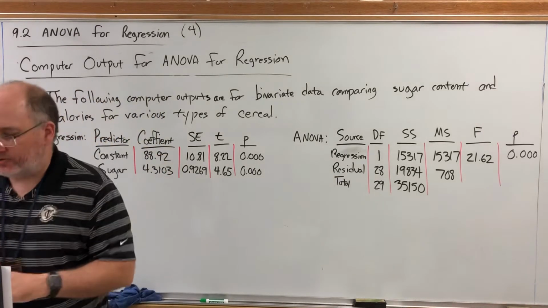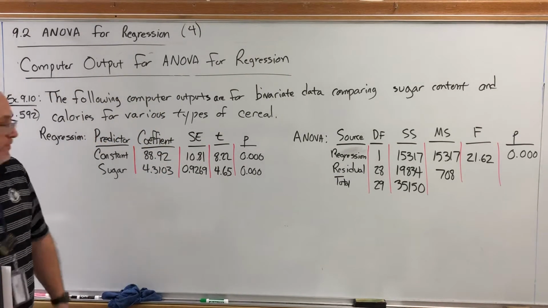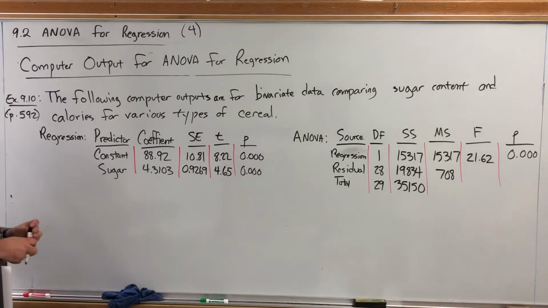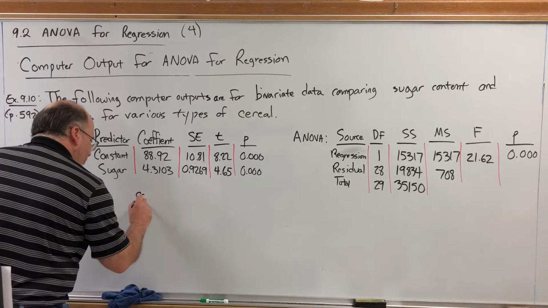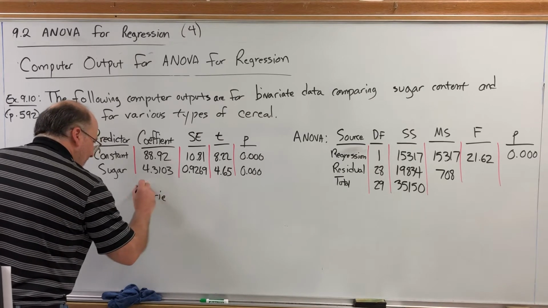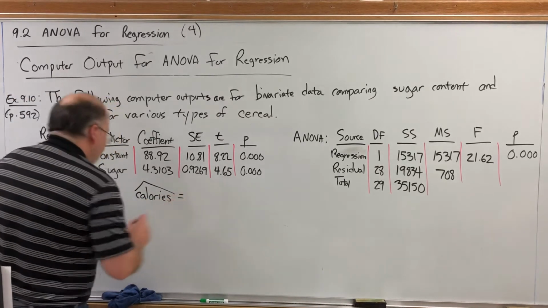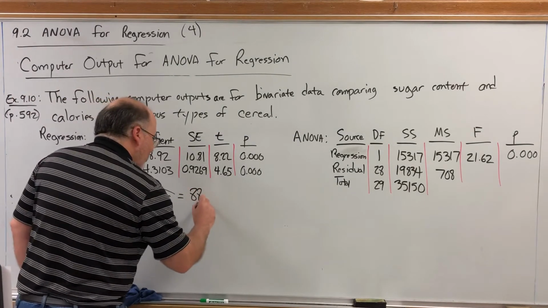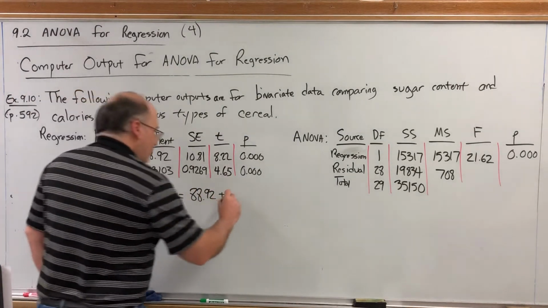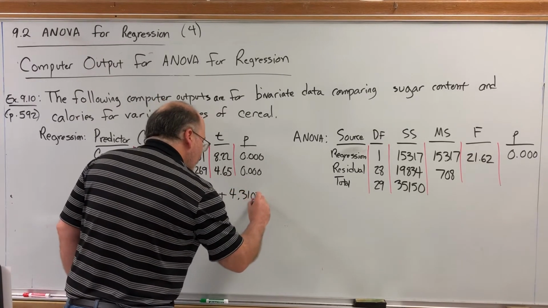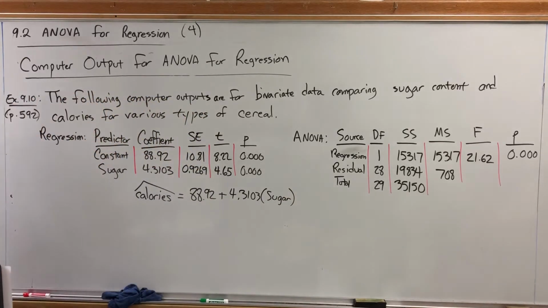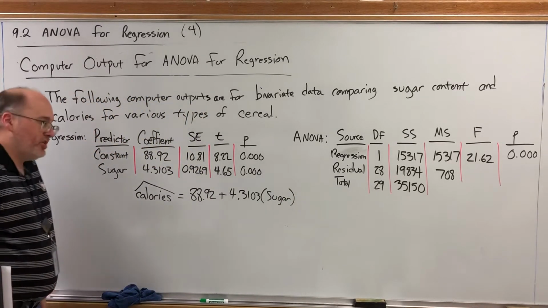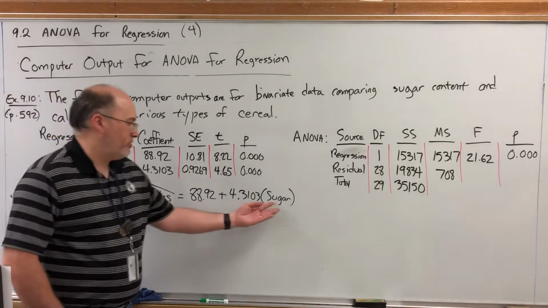Now, as a homework question or a test question, there are a lot of things I could ask you. For example, what's the regression equation based off of the regression output? The regression equation would be the predicted caloric content, or predicted calories, if you will, is equal to the intercept, 88.92, plus the slope, 4.3103, times whatever we measure for the sugar. And from that, we could make a prediction about the amount of calories based on a certain amount of sugar.